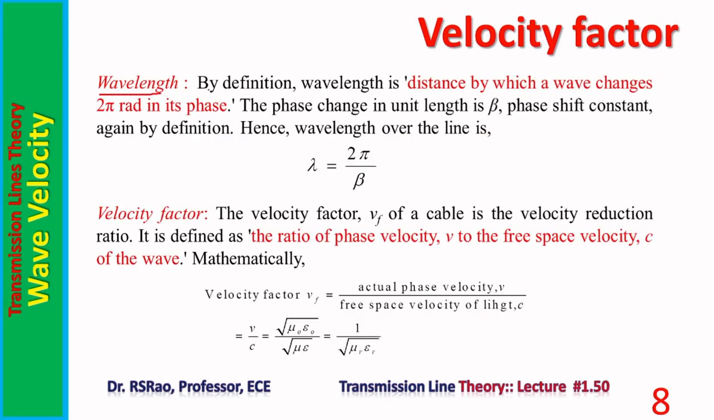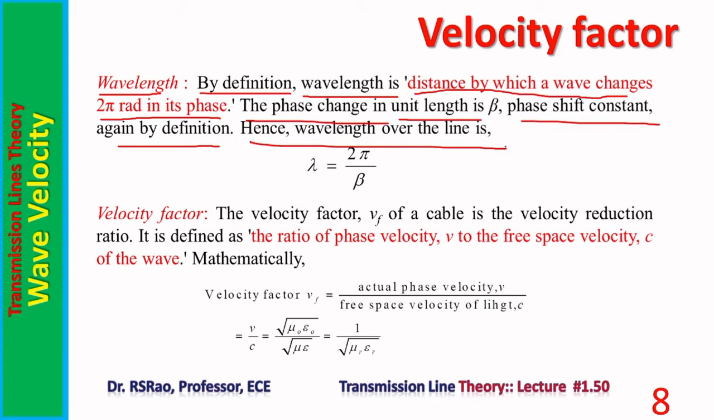Wavelength. What is wavelength? By definition, wavelength is the distance by which a wave changes 2 pi radians in its phase. The phase change in unit length is beta, the phase shift constant. Again, by definition, the wavelength over the line is lambda equal to 2 pi by beta, or beta is 2 pi by lambda. This is also one of the basic relations which we need to have in mind, particularly in case of load matching and all that.